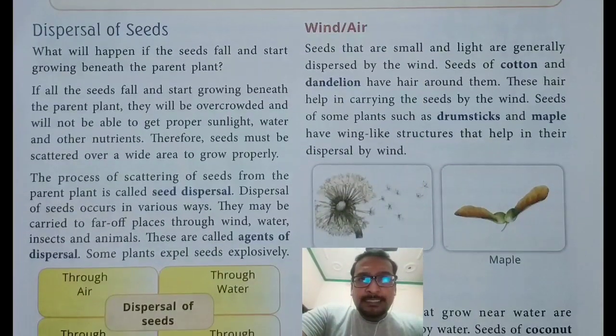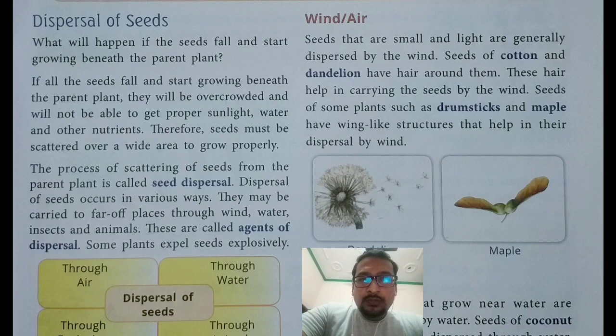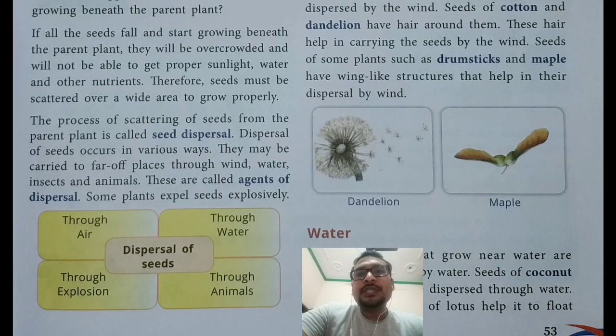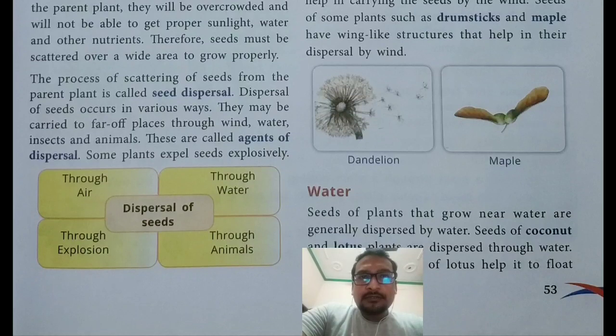Then you have dispersal of seeds, how it is dispersed. What will happen if the seed falls and starts growing beneath the parent plant? If all the seeds fall and start growing beneath the parent plant, they will be overcrowded and will not be able to get proper sunlight, water and other nutrients. Therefore, seeds must be scattered over a wide area to grow properly. A baby plant needs space, nutrients and proper conditions like sunlight and water for proper growth.